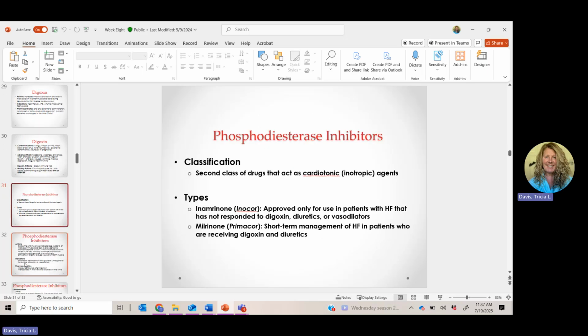All right, our phosphodiesterase inhibitors. These are going to be our second class of medication drugs that are considered cardiotonic. That's our inamrinone and our milrinone. These are going to be approved for patients that have heart failure that has not responded to digoxin. So this is not going to be our first class of medications.